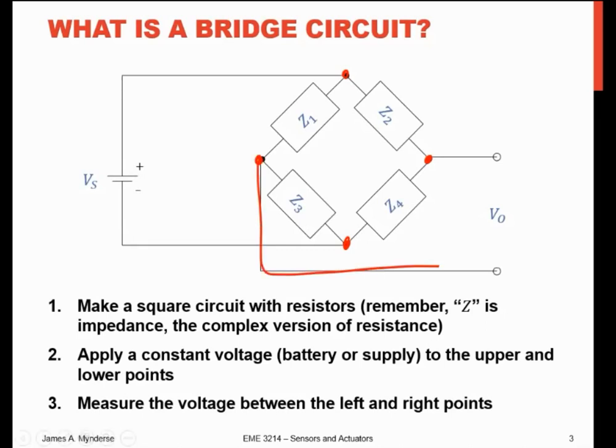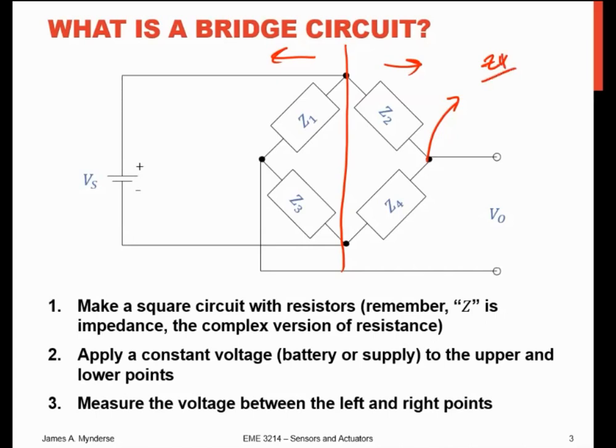Okay? So what I've really got here is a keyboard that I can't see. There it is. If I were to divide this circuit in half, I have two voltage dividers, right? And I'm comparing the result of two voltage dividers. Each voltage divider, if I look at this voltage right here relative to ground, is going to be equal to Z4 over Z2 plus Z4 times Vs.